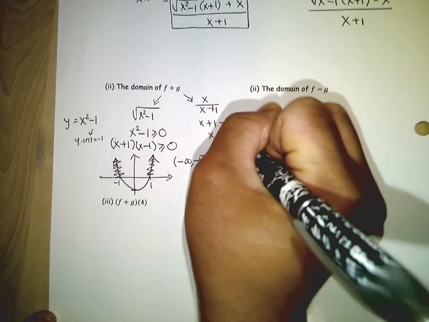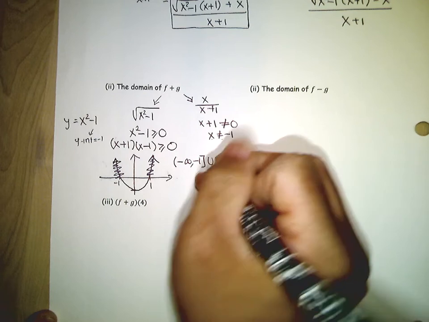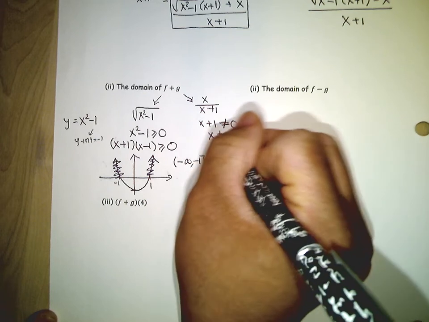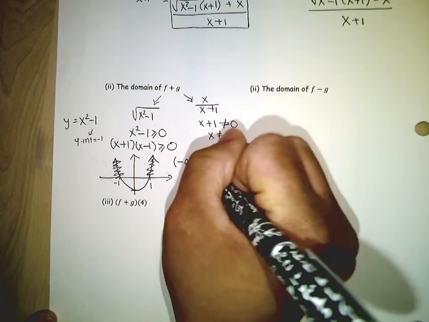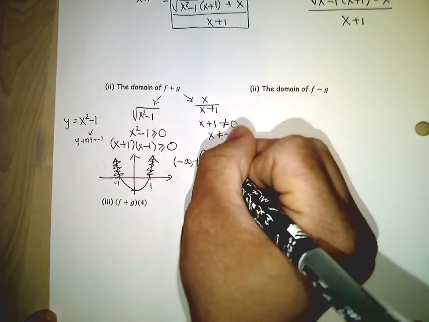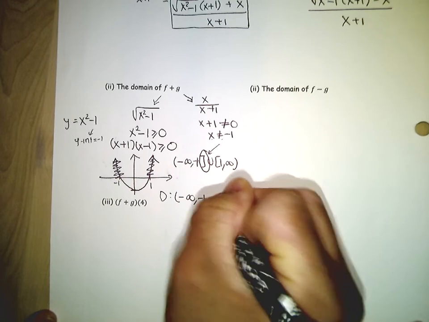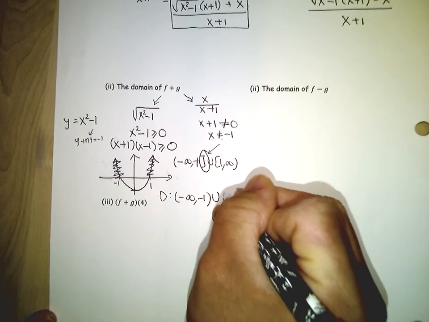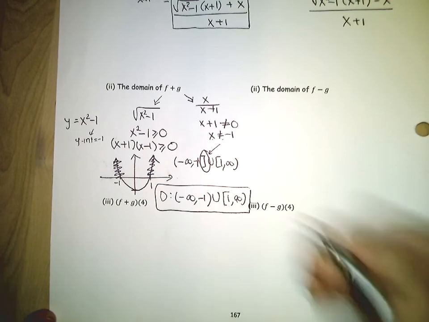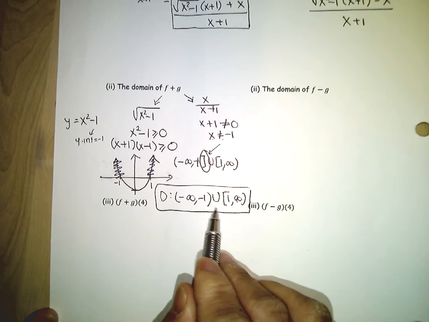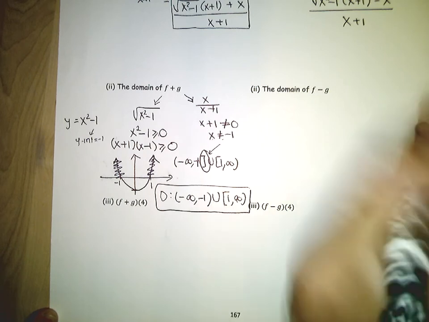So if I subtract the 1, I get x cannot equal negative 1. So that means that this right here, since x cannot equal negative 1, needs to be changed to a parenthesis. So the domain is negative infinity to negative 1 with a parenthesis, or bracket 1 to infinity. All right, so that one was a little bit tricky because of the square root and the rational function here.